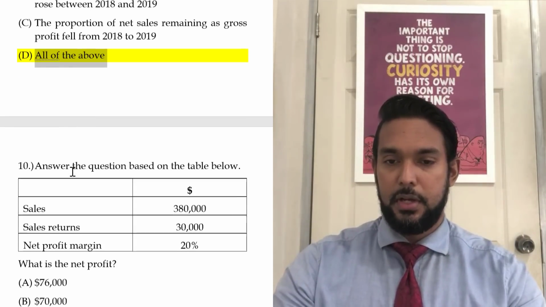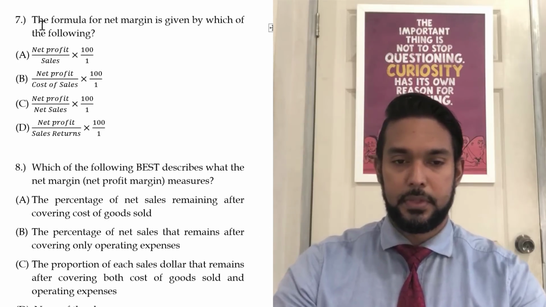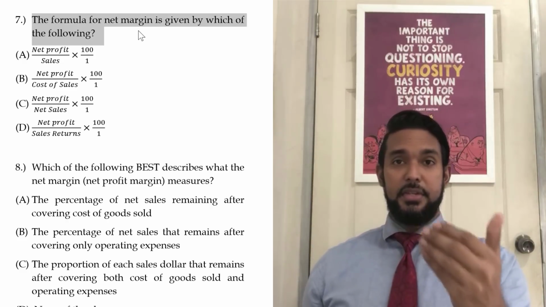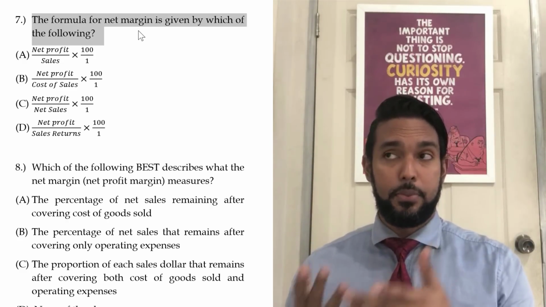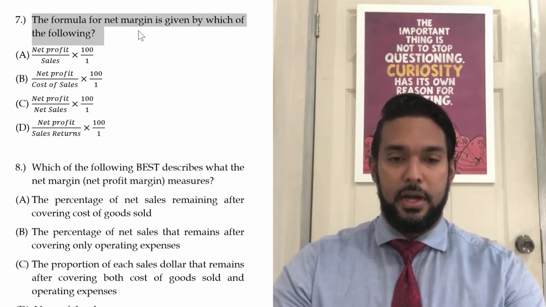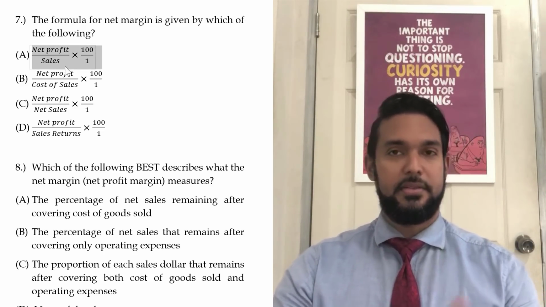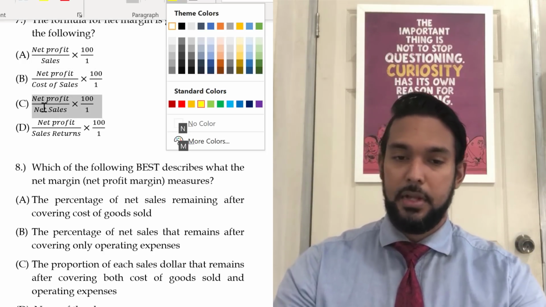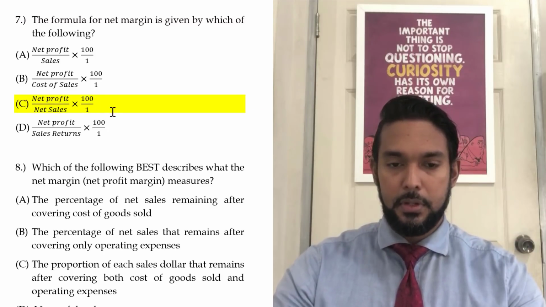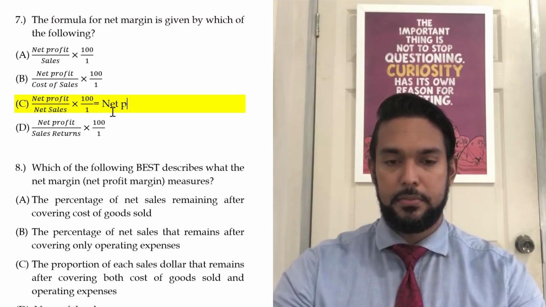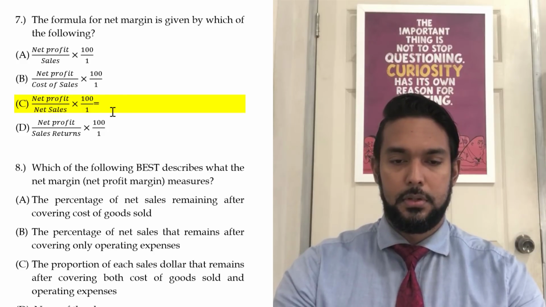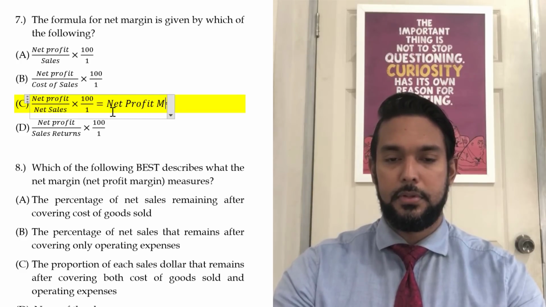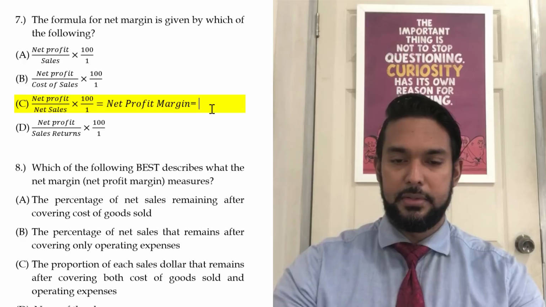Okay, let's scroll down and go back across to number 7. So the formula for net margin is given by which of the following? So net margin is the net profit version of gross profit. So we're going to take net profit and divide by net sales. As you can see, in some cases you might only have sales, but the actual formula is net profit divided by net sales. That is the more accurate of the two formulae. Right, and that of course is going to be equal to net profit margin, right? I'm going to use that a bit later.